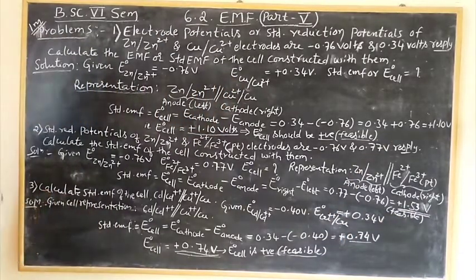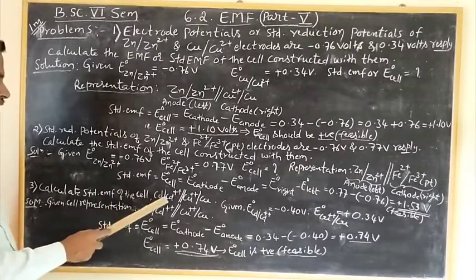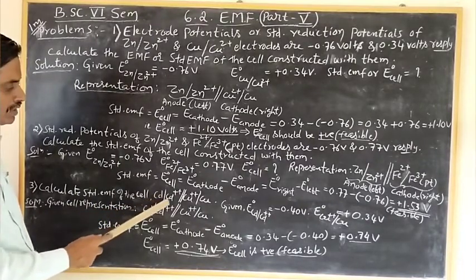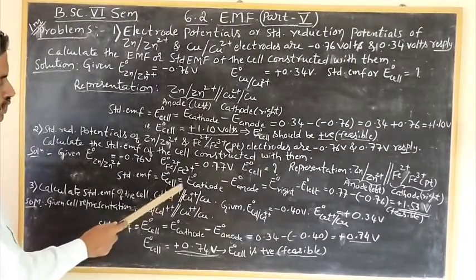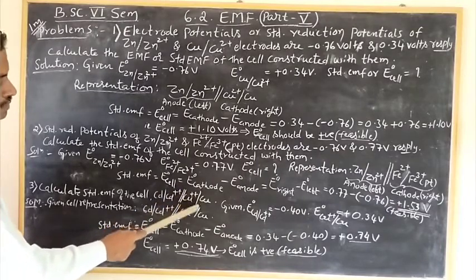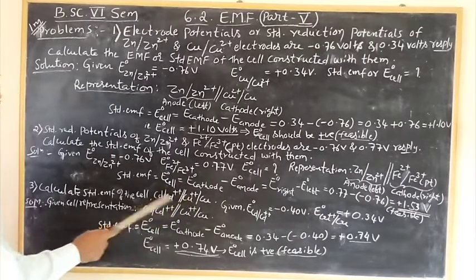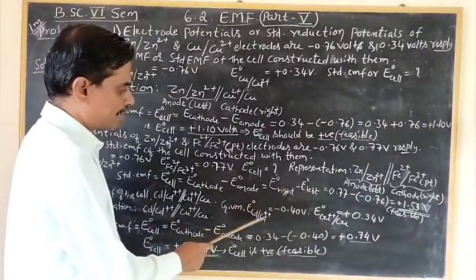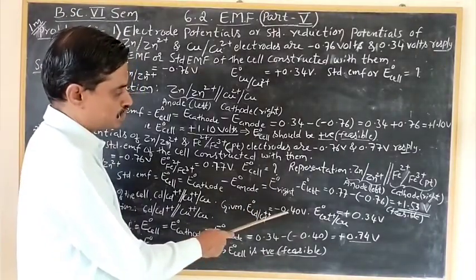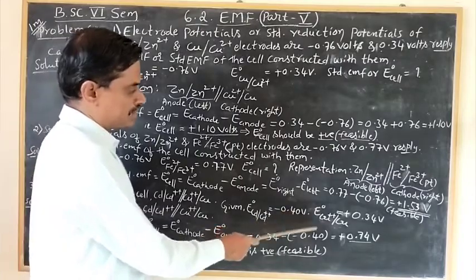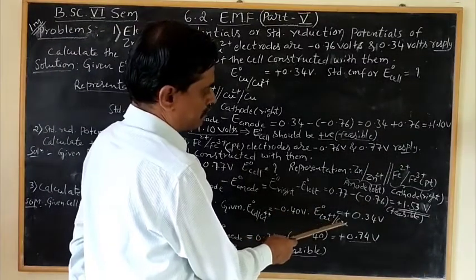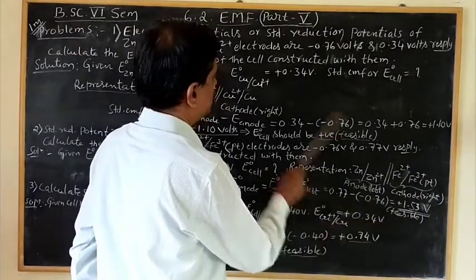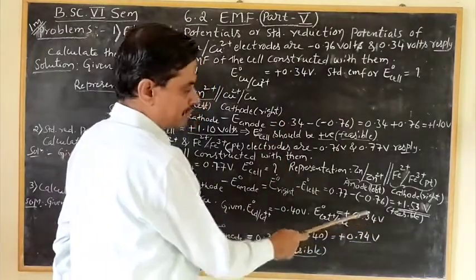Third one: calculate the standard EMF of the cell Cd bar Cd2 plus, double bar, Cu2 plus bar Cu, the cadmium and copper combination. Given E0 of cadmium 2 plus with cadmium is equal to minus 0.40 volts. E0 of copper 2 plus with copper is plus 0.34 volts. The value is again the same.